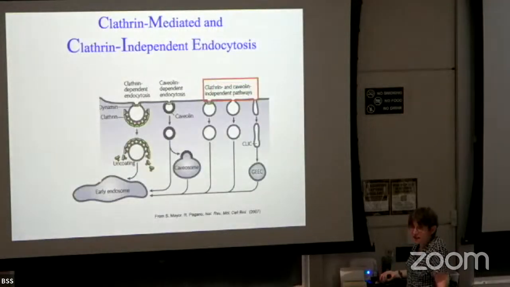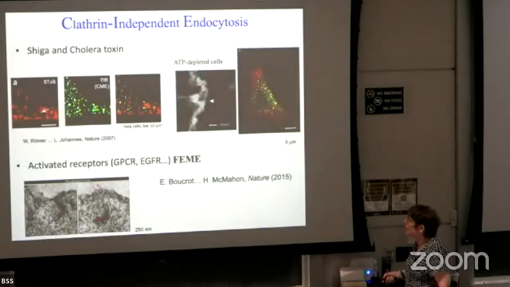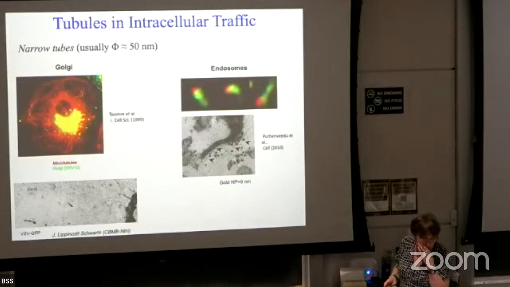And there are cases where it doesn't depend on clathrin. You can see different examples here where some proteins are internalized, which are toxins, or some receptors which are internalized. That's too bad, it doesn't work, this one. But you can see that you have formation of tubes, in this case, not vesicles. And I wanted to show also that you can have tubules in mass.